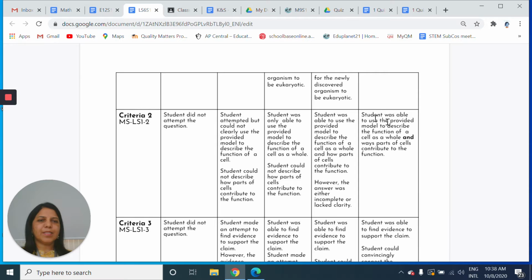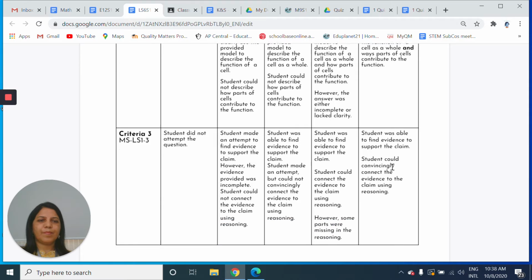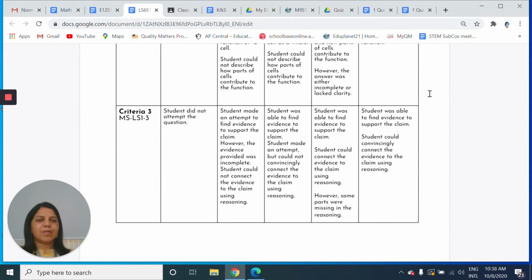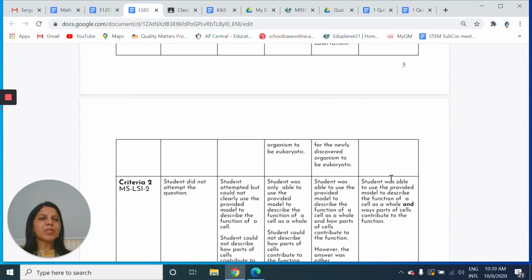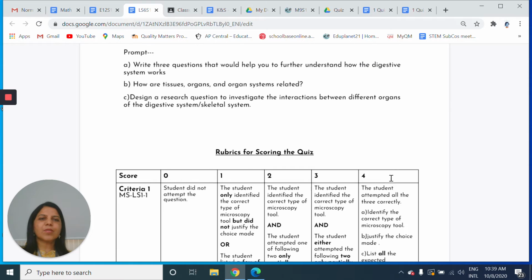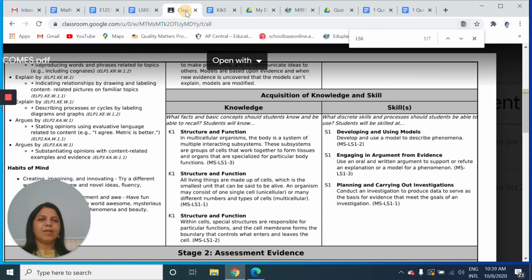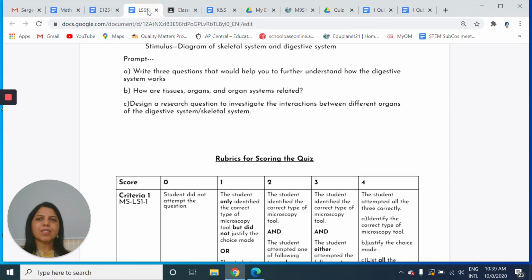The other criterion was being able to use the provided model. If you remember, it is in coherence with the skill, the ability to use and develop models. And if you see criterion 3, convincingly connect the evidence to the claim using reasoning, so justifying the claim. So you see that the rubric is in coherence with the knowledge and skills of this unit. That's what we are trying to assess.